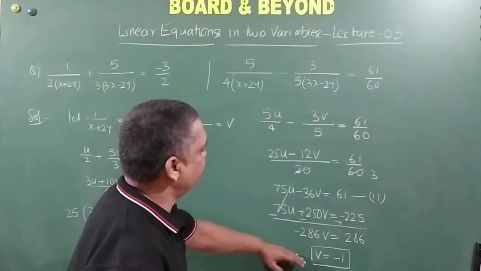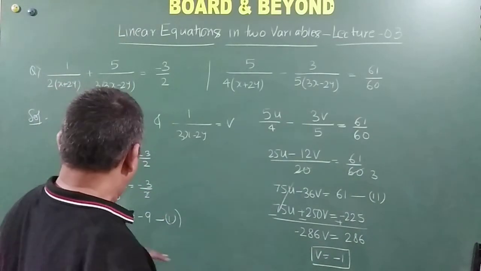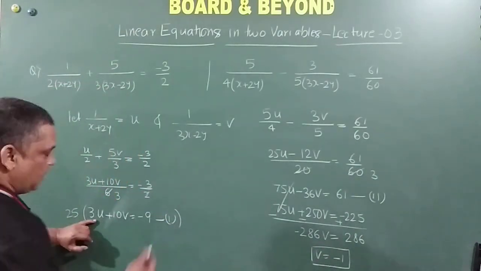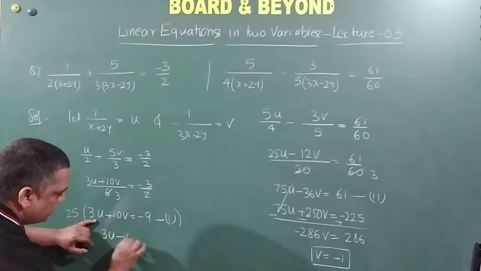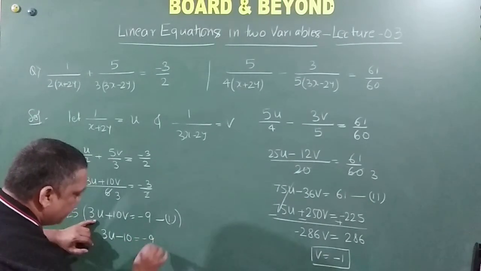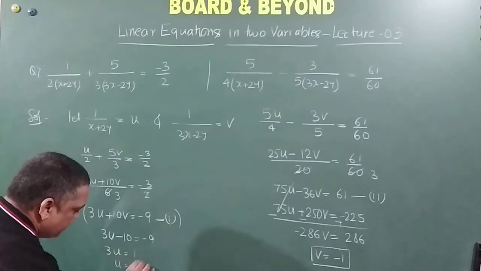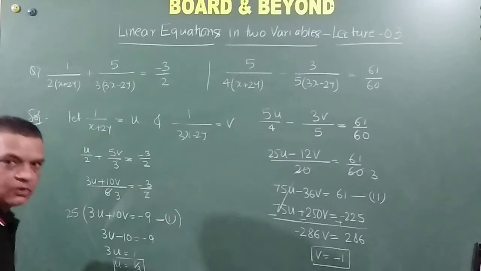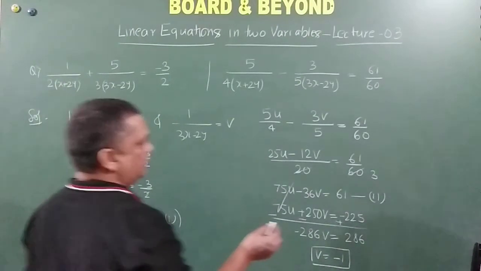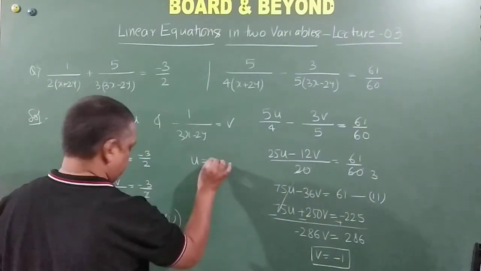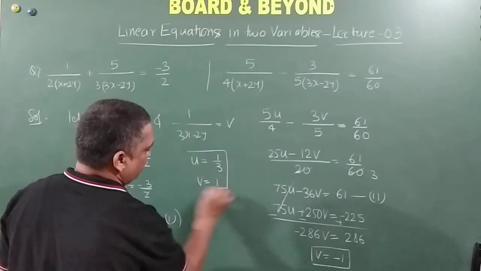Now putting the value of v in any one of the equations. Let's put it here. So 3u minus 10, because v is minus 1, is equal to minus 9. So 3u is equal to 1. So u is equal to 1 by 3. Hope this has got covered on the board. So let me write it here: u is equal to 1 by 3 and v is equal to minus 1. This is what we have got till now.